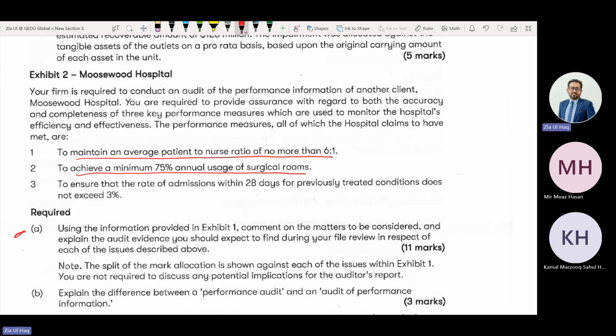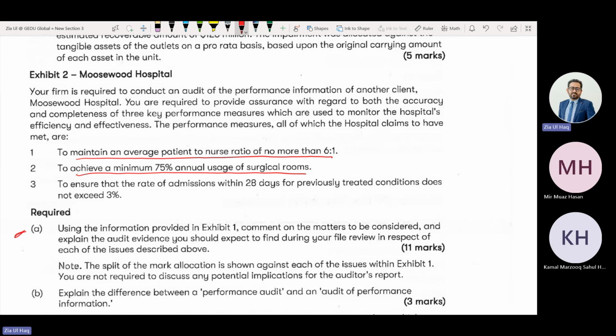How can we verify the surgical room is used 75%? By the occupancy. We can inspect the surgery record to verify how many surgeries have taken place. We can inquire from the surgeon what the average time per surgery is and how many surgeries they perform in a day, so that by multiplying the average time with the number of surgeries, we can find whether 75% is used or not.